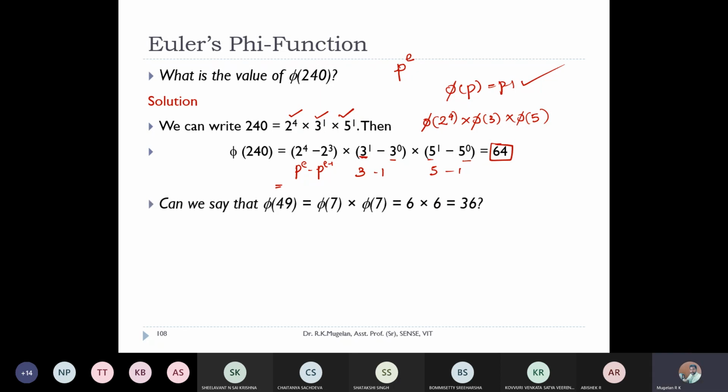So this is a yes or no question. Can we say phi of 49 is phi of 7 into phi of 7, which comes to 36? Is this correct or not? True or false? Just tell me whether it is yes or no. Can we say that phi of 49 is phi of 7 plus phi of 7? You can use your chat box and let me know the answer. Can we say this, yes or no?